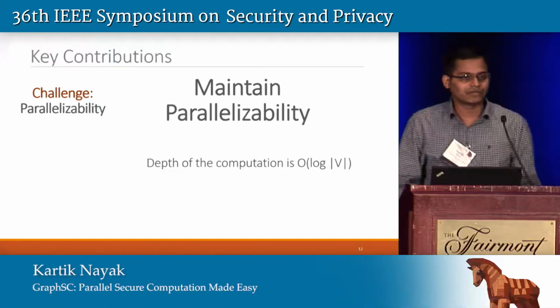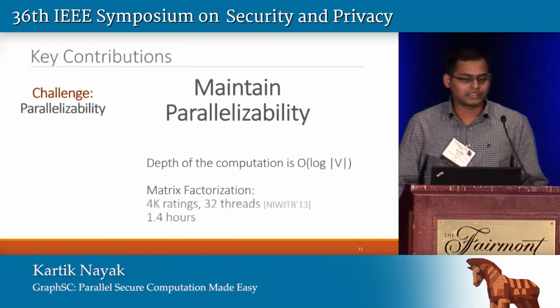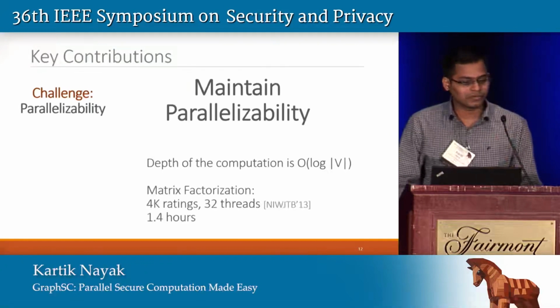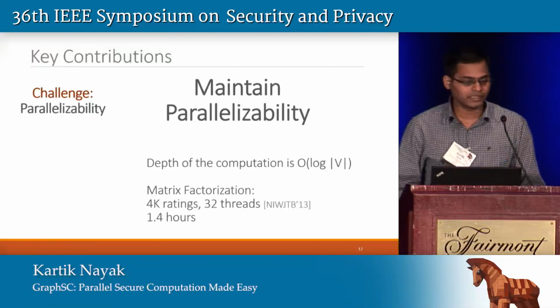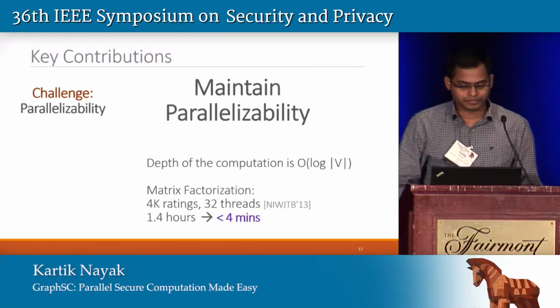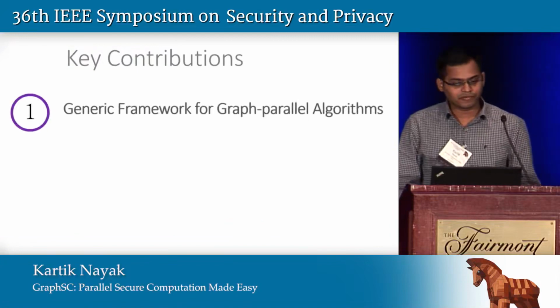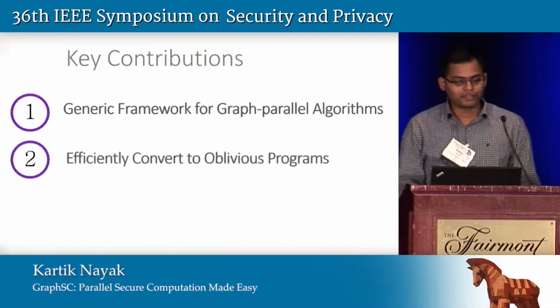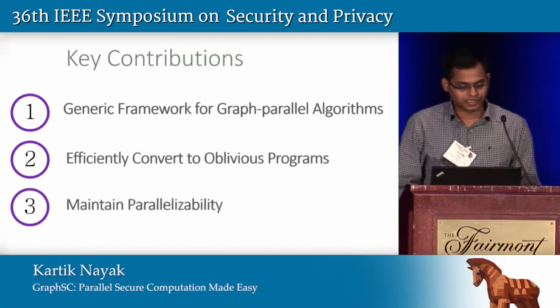Just to give you a sense of how our system performs, for this example on matrix factorization, in a CCS 2013 paper, they ran the same algorithm on 4,000 ratings using 32 processors, and it took them 1.4 hours to do so. With our system, we could do it in less than 4 minutes. So to quickly summarize, we have a generic framework for graph parallel algorithms, which we efficiently convert into their oblivious versions while maintaining parallelizability.